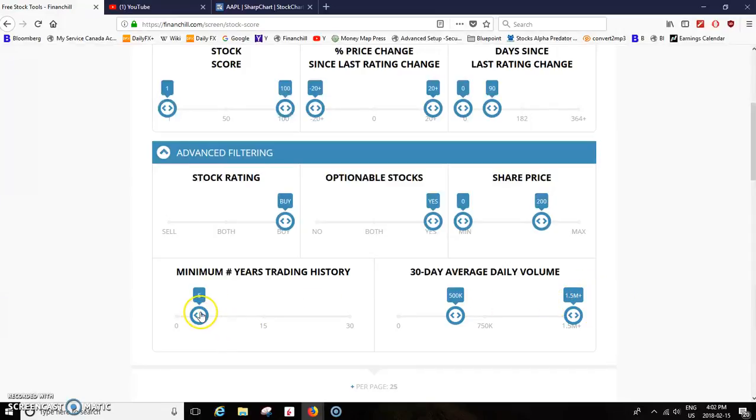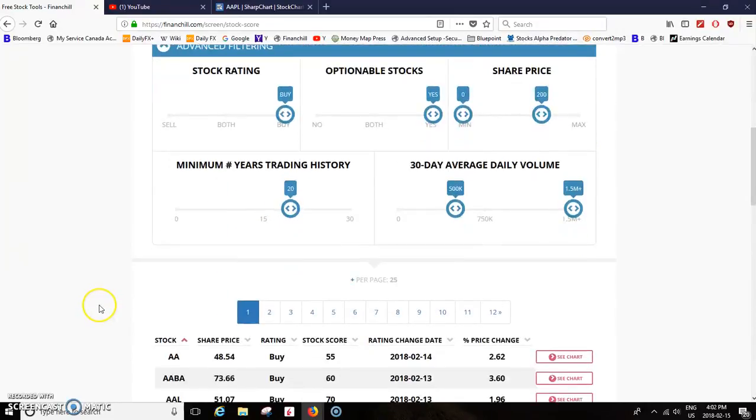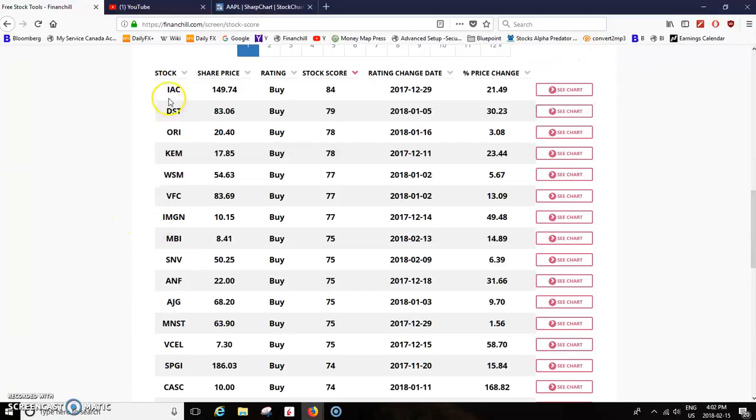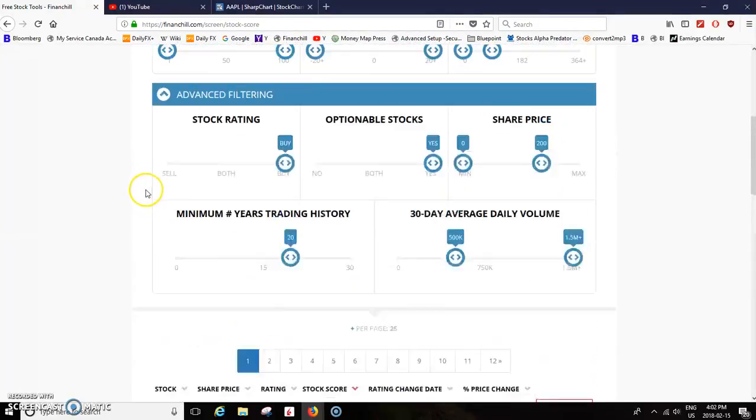You can look at minimum trade history, so you want to look at, say, the longer time frames. And then this is another feature of Financhill, it will show you what stocks are poised to be in that range, so you can filter it down and look at these companies that are rated a buy, percent change based on the parameters that we'd set up above.